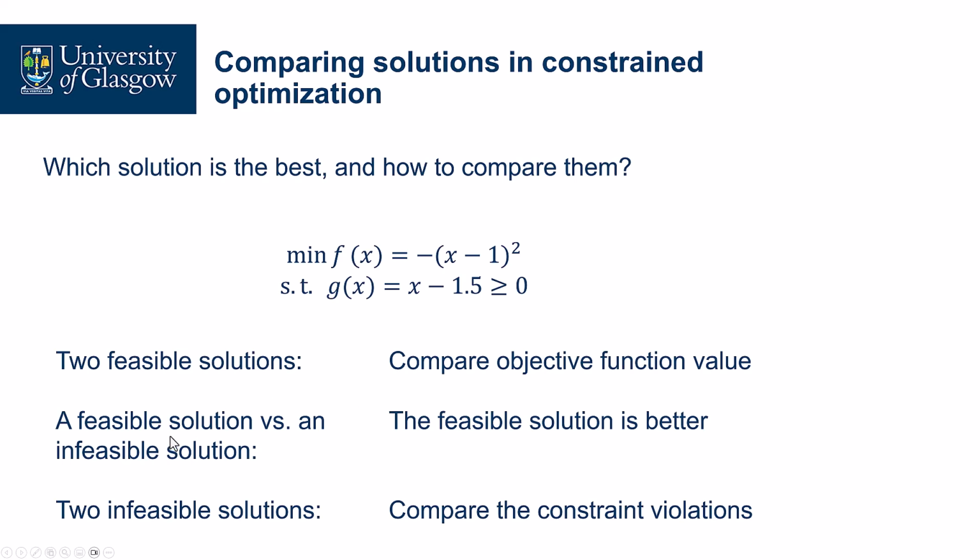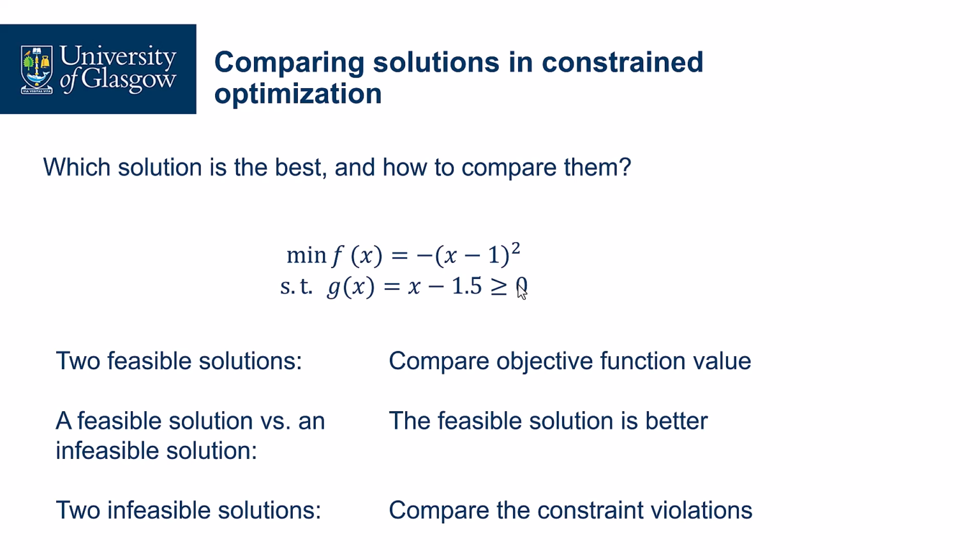And when one is feasible and another is infeasible, we always think the feasible solution is better, because we want to minimize this objective function under the condition that the constraint can be satisfied, right? So the feasible solution is better. When we find 2 infeasible solutions, what will we do? We compare the constraint violations. The one with the smaller constraint violation is better because it's nearer to constraint satisfaction, right? So these are the conditions.